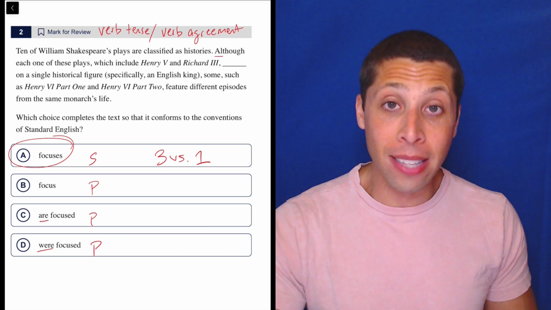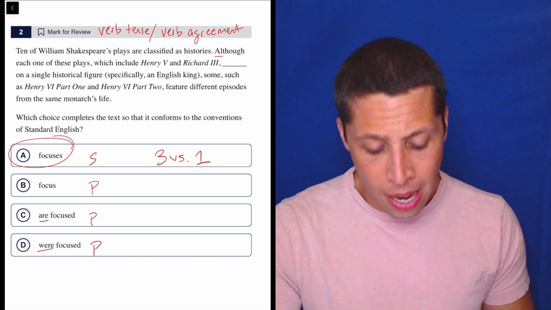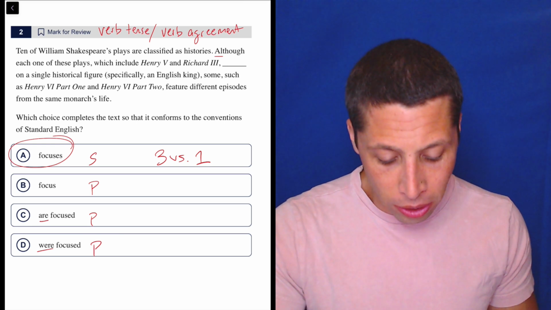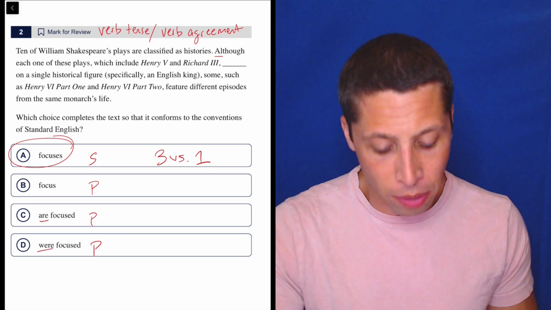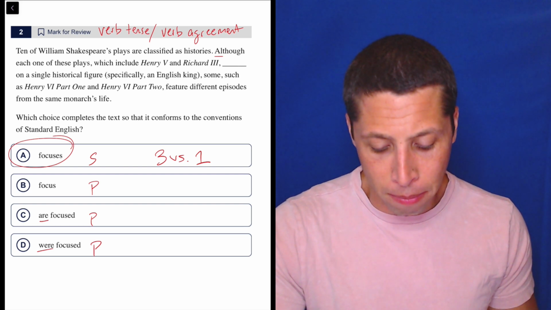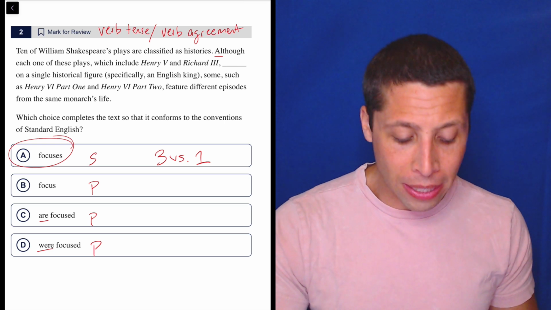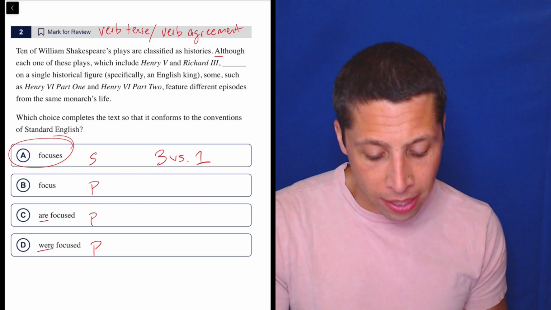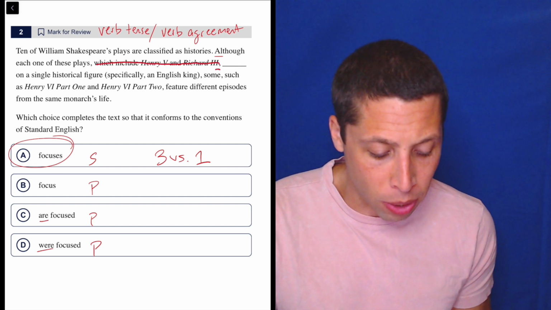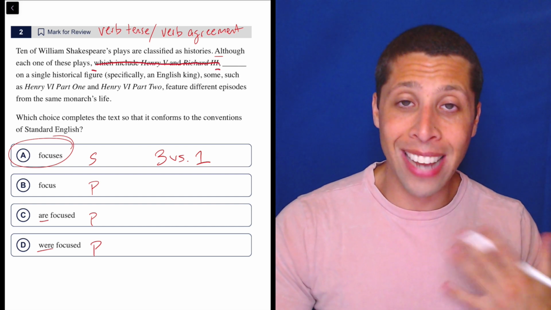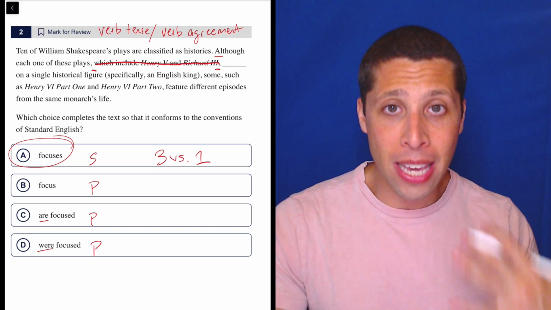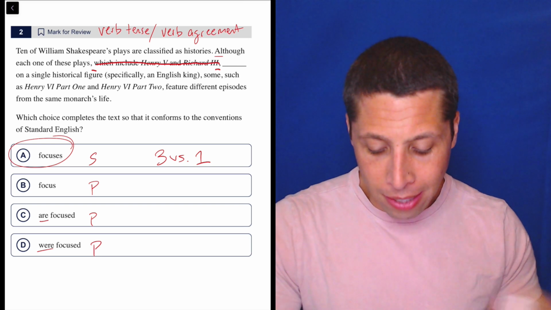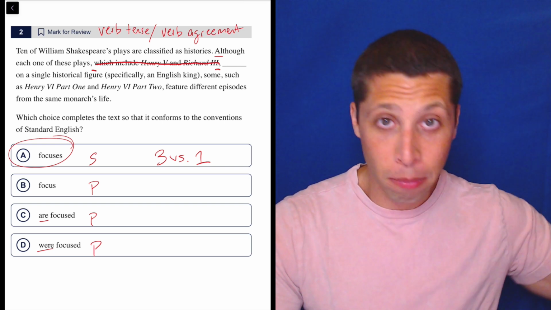We're going to start where the sentence begins, because that's the only place the subject can be, within that same sentence. And it says, although each one of these plays, which include Henry V and Richard III, focuses on a single historical figure, some, such as Henry VI Part 1 and Henry VI Part 2, feature different episodes from the same monarch's life. So it's a very long sentence. But generally speaking, the verb is going to come after the subject, so it probably means we're looking at the first part. I also recognize that this which clause is just getting in the way, right? We got 2 commas. The word which is a dead giveaway that this is an extra clause. The subject of the sentence is not going to be in there, so maybe now we can hear it a little bit better if we got rid of that. Although each one of these plays focuses on a single historical figure, blah, blah, blah.